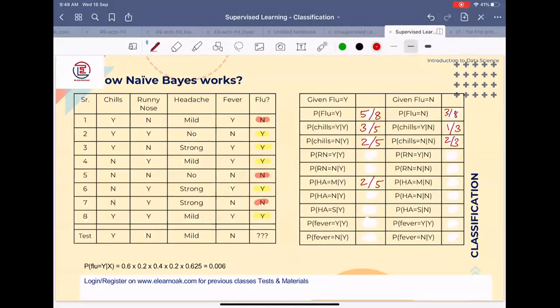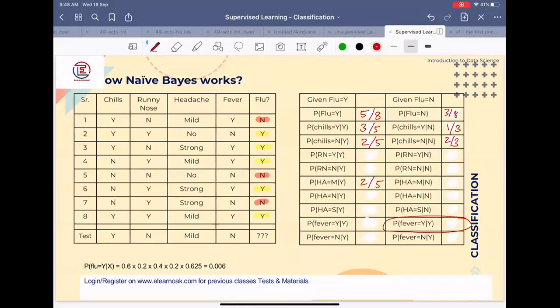Can you try to evaluate this term? Fever as yes and flu as yes. Actually, it should have been no, but fine. Fever as yes, flu as yes. I'm getting 4 by 5, 3 by 5, 4 by 5, many 4 by 5s.